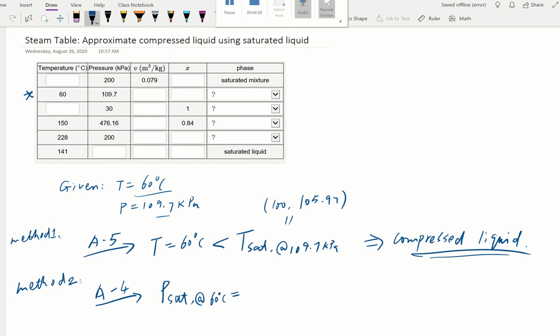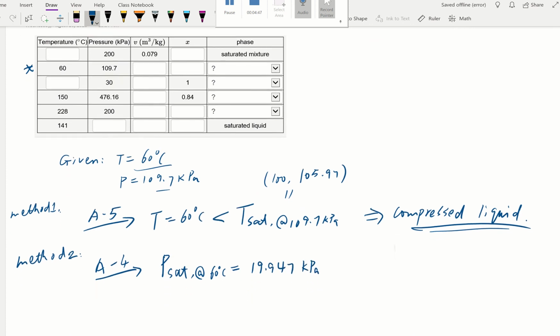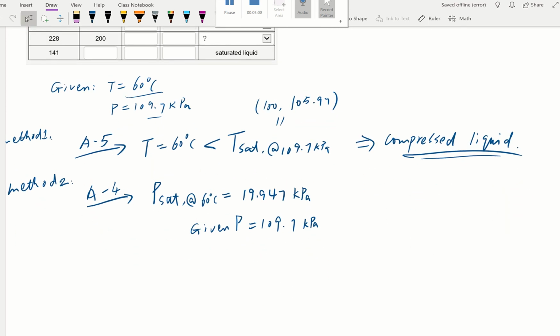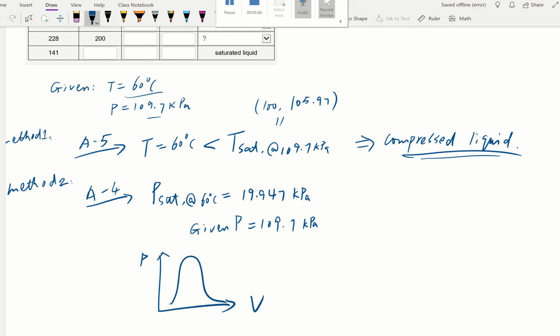We said it is 19.947 kilopascal, so let's write it down. And our given pressure is 109.7 kilopascal. Then how do we know this is compressed liquid? We really didn't talk too much about those in this, but here we go. We can look at this PV diagram. We talk about using the TV diagram a lot, but let's use the PV diagram.